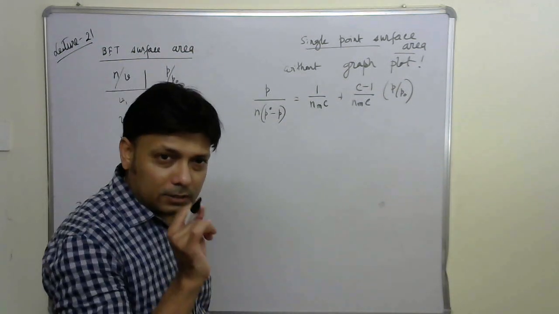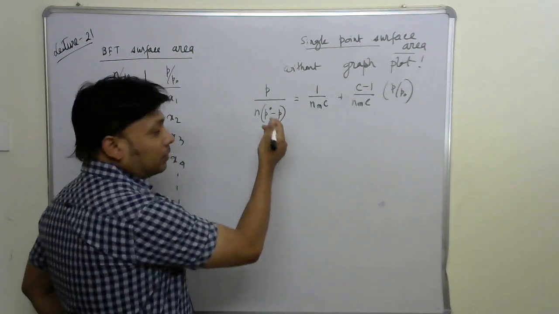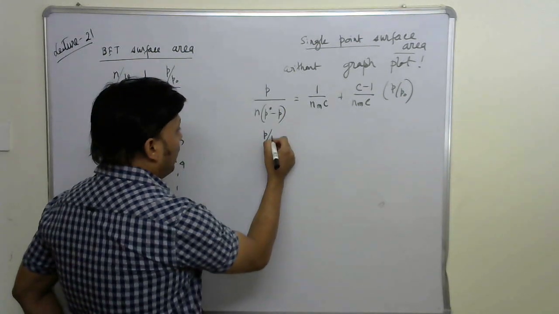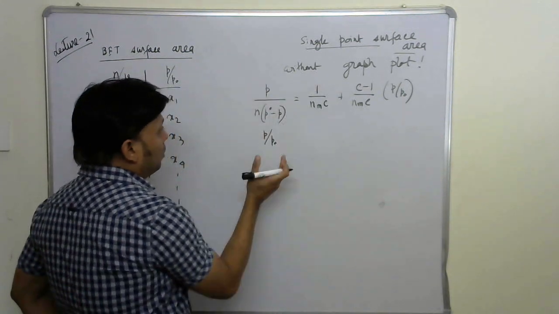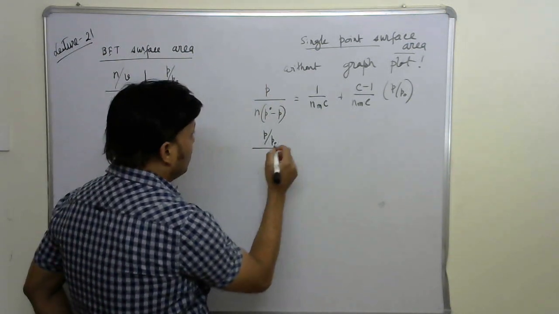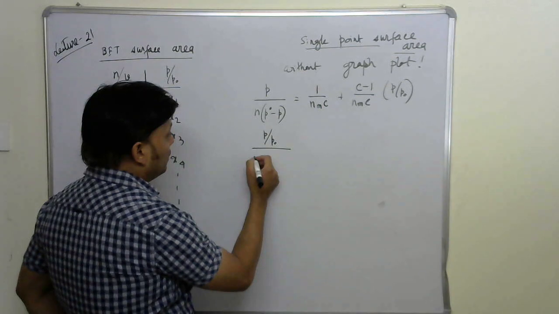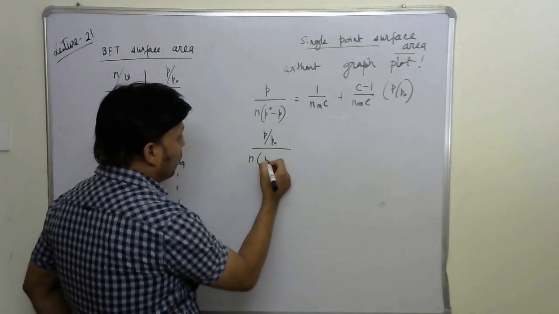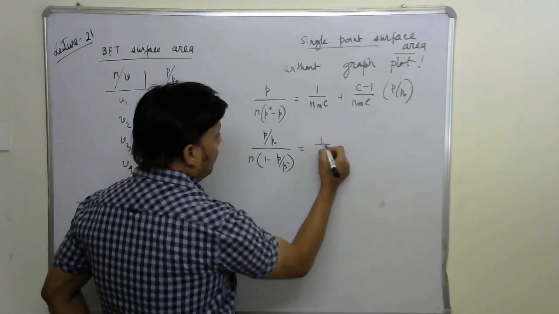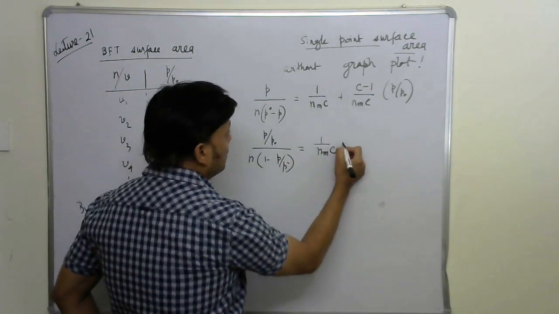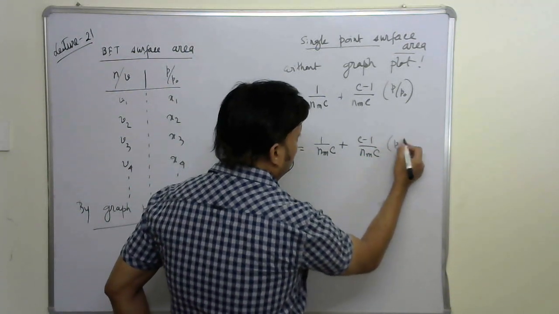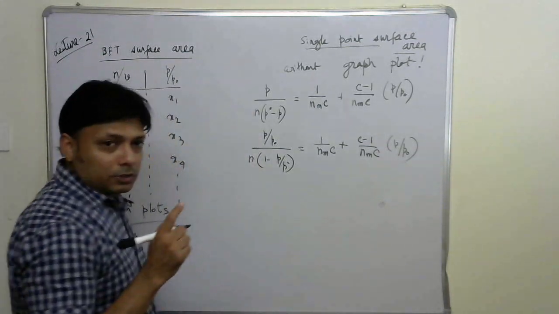It is done with one approximation. Now before we put that approximation, let's transform this equation in a slightly different manner. Let's divide both numerator and denominator of this equation by P naught. So it gives us P by P naught divided by n multiplied by 1 minus P by P naught, is equal to 1 over nmc plus C minus 1 divided by nmc multiplied by P over P naught. Now here comes the approximation.